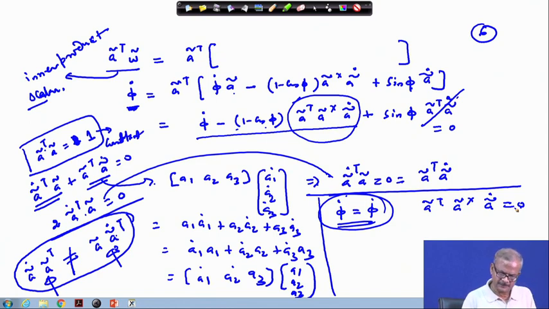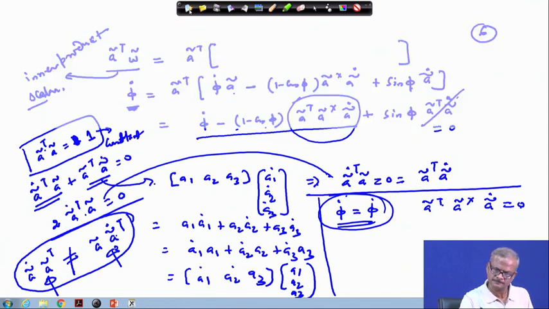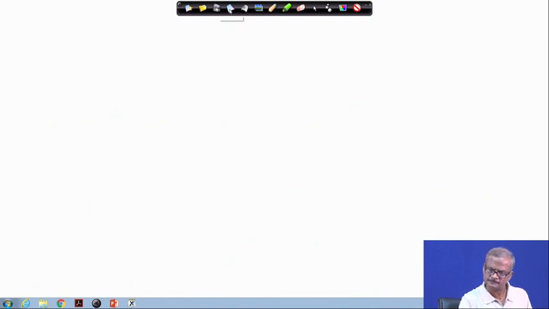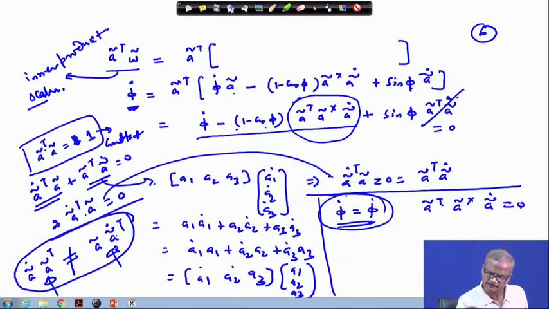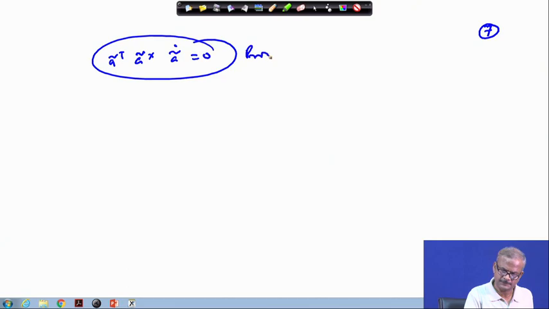We go to the next phase now. We need to prove that A tilde transpose times A tilde cross times A tilde dot equals 0.